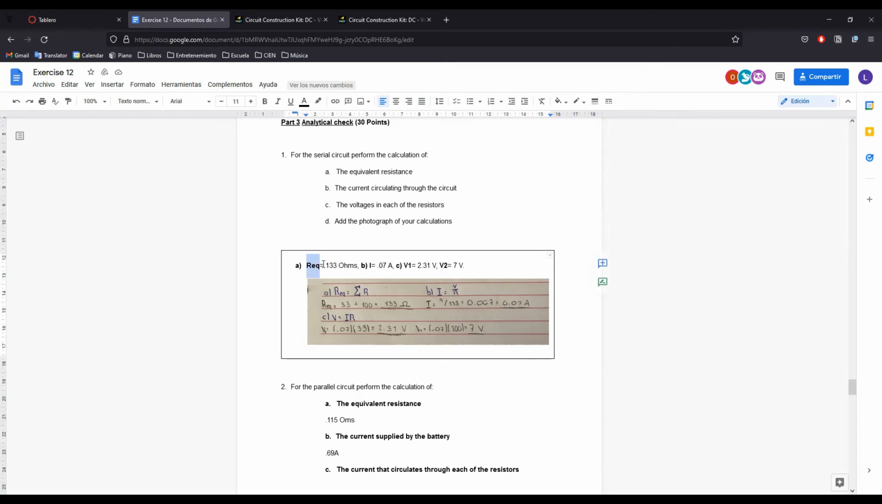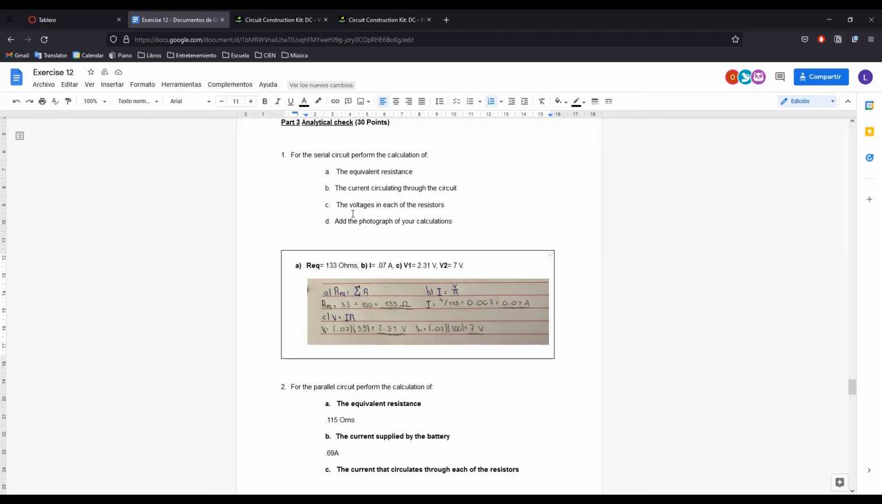Here we have the results. For the first one, 33 ohms, the current is 0.07 amperes, as we saw, and the voltage in each resistor: for the first one it is 2.31, the second one is 7 volts. And here we have why.